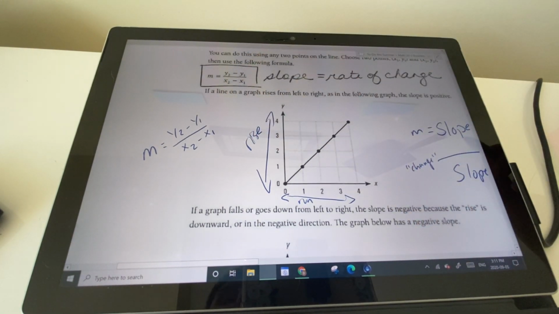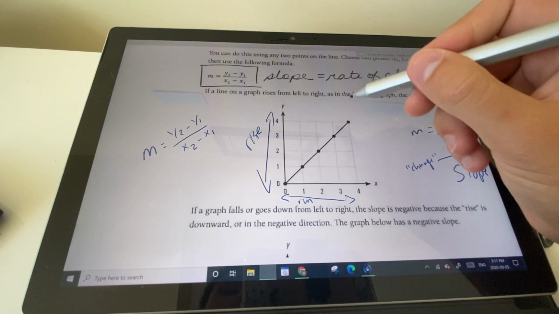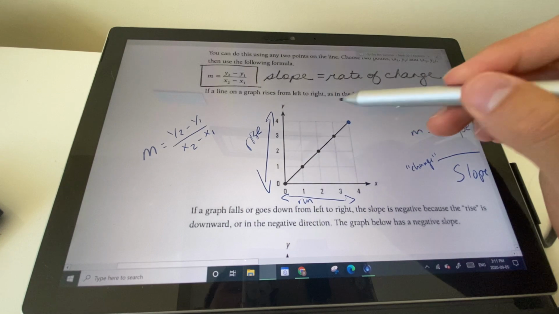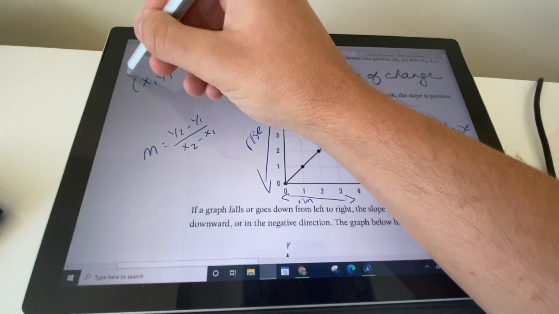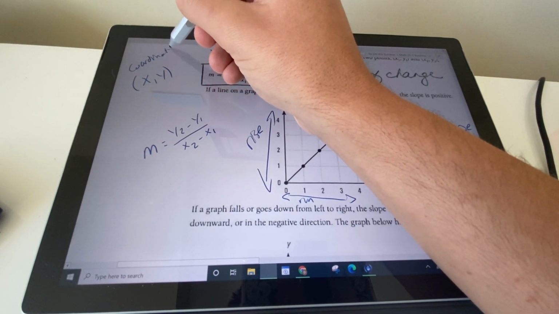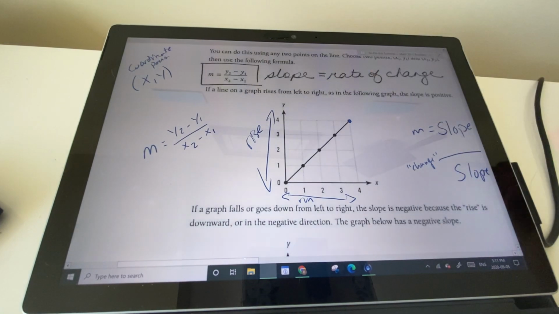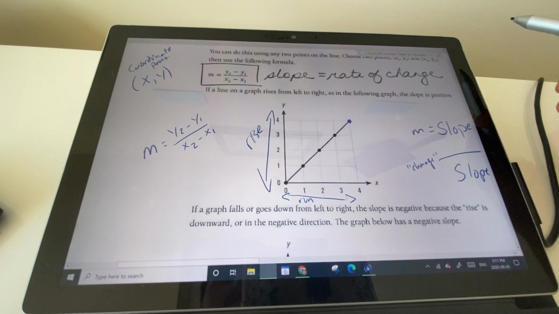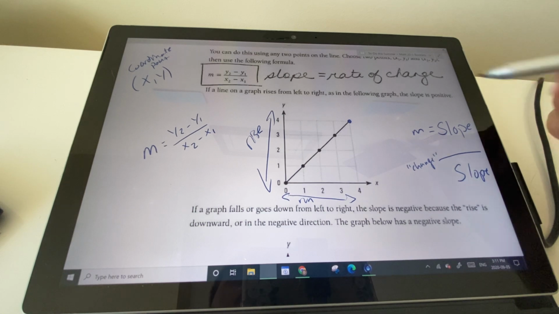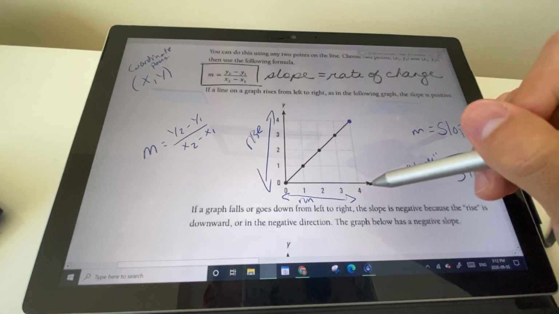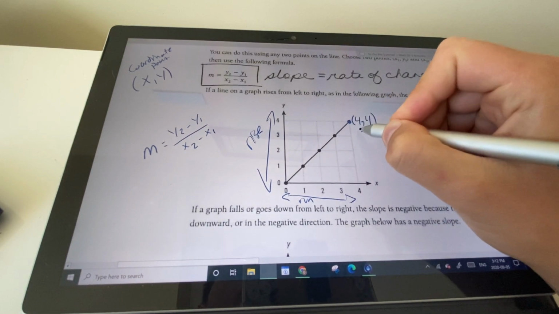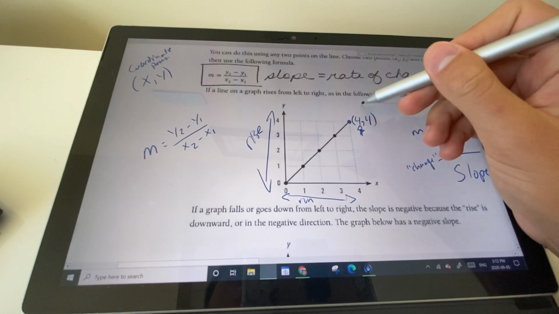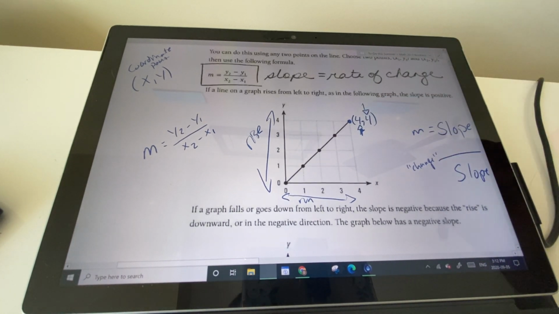Now, what does all this mean? Well, these are coordinate points. Remember, coordinate points are points on the graph. This is a coordinate point here. And remember, coordinate points are represented by this. You have x and y. Your coordinate points are found on your graph. This would be a coordinate point where your x is 4 and your y is 4. So this is a 4 and 4. This is the x, this is the y.